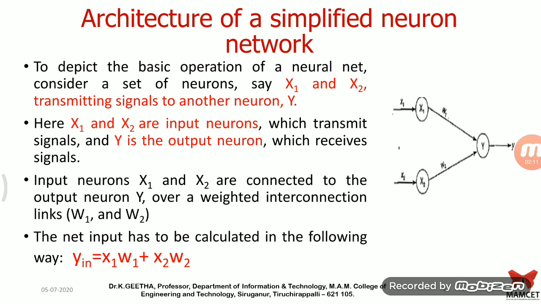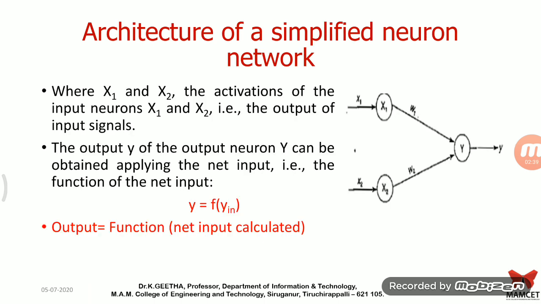The net input has to be calculated in the following way: y_in is equal to x1 w1 plus x2 w2, where the input neuron x1 is multiplied with the weight. Since the output neuron y is linked with two input neurons x1 and x2, we have to multiply x1 with w1 and x2 with w2, and the summation of both will be the net input y_in.